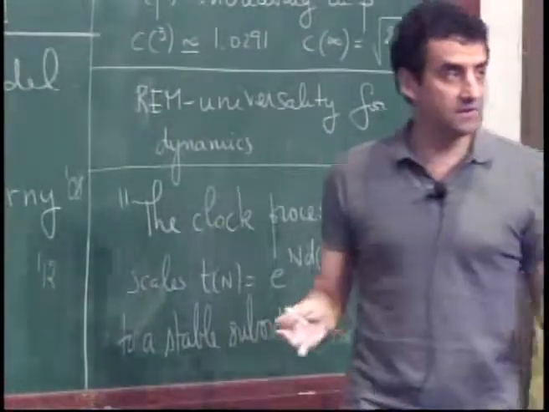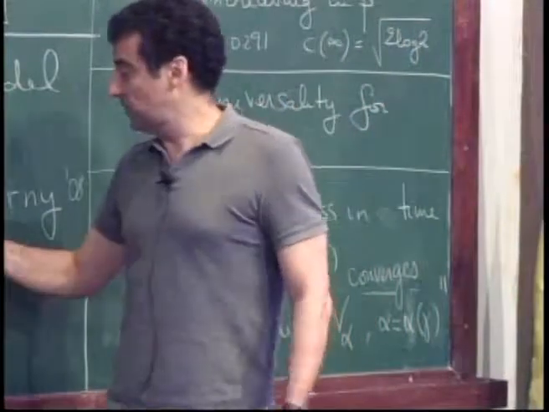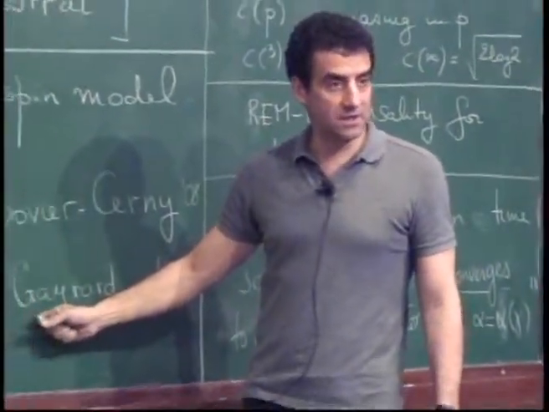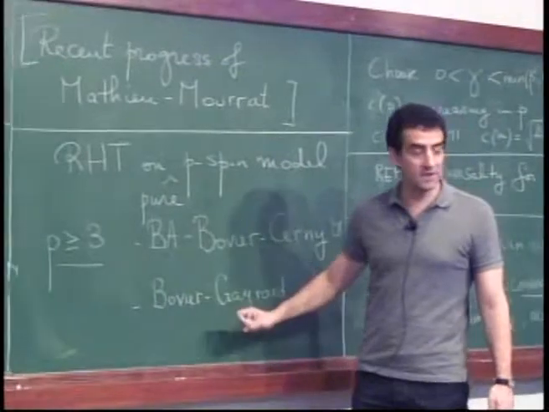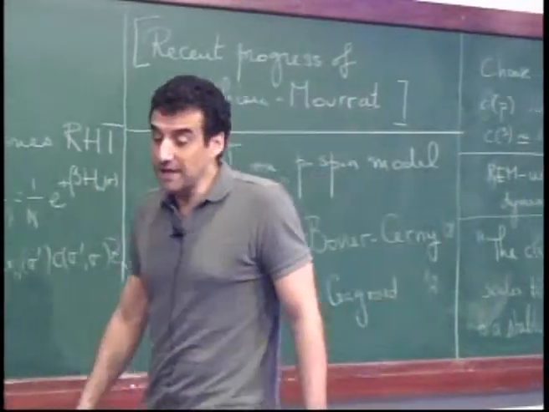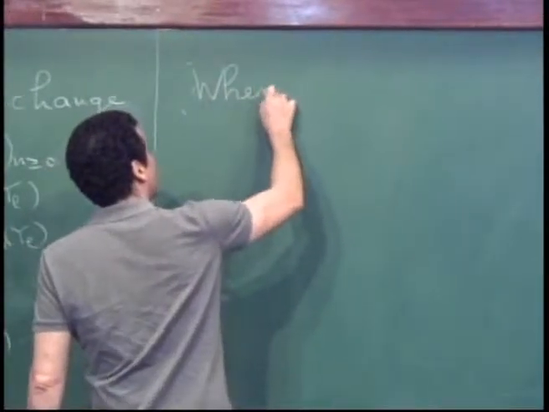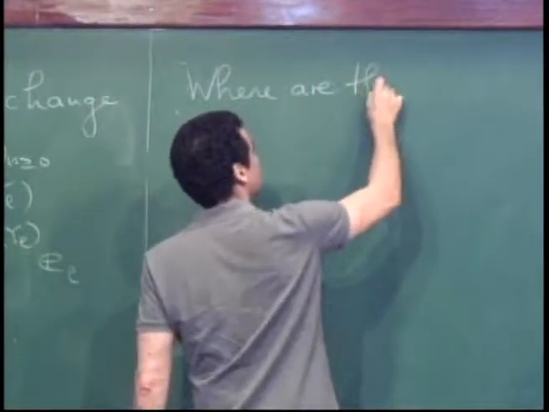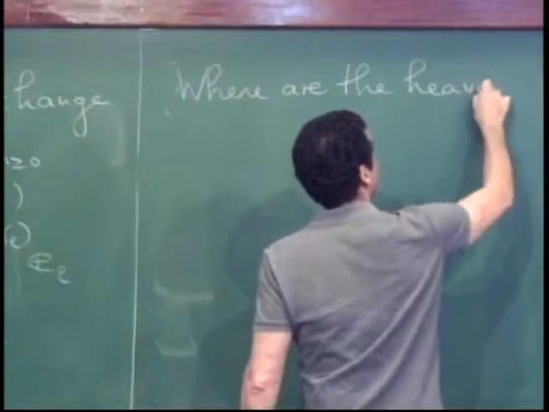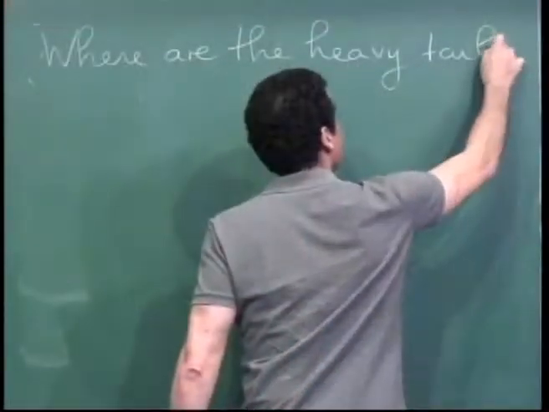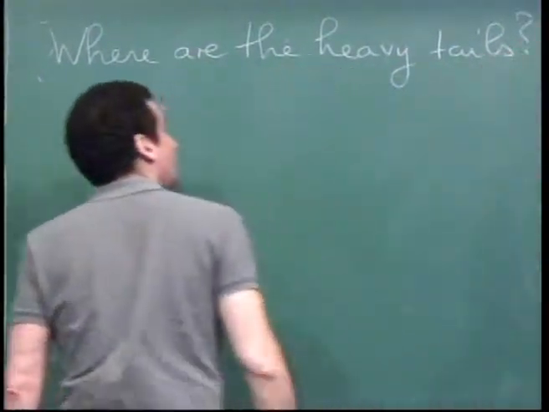There are many different senses. And so in fact the difference between this work and this work is the nature of the convergence that I will explain. But before explaining anything, where are the heavy tails in this model? You may believe that the correlation disappeared, but where are the heavy tails? And look at the result.